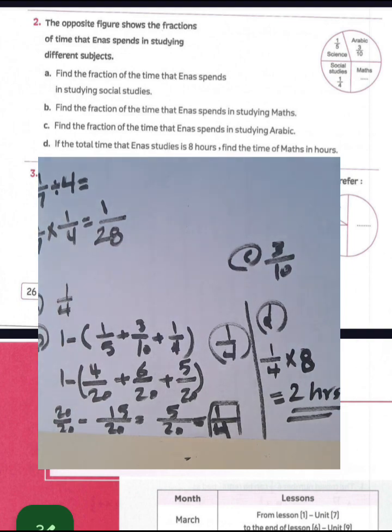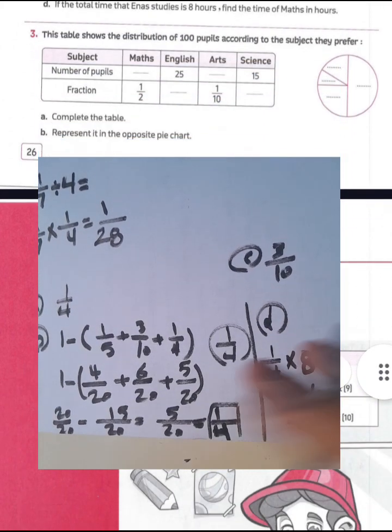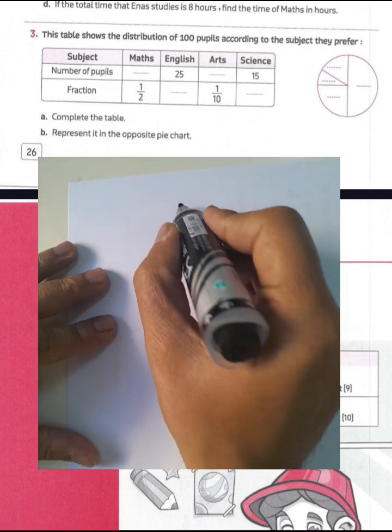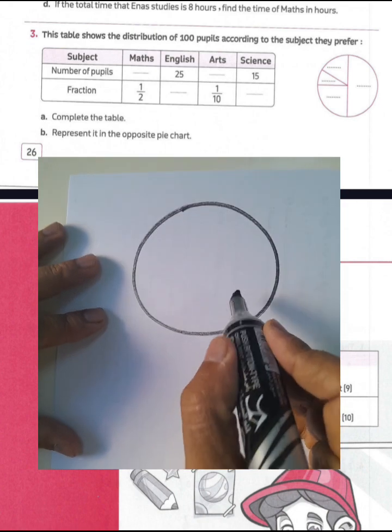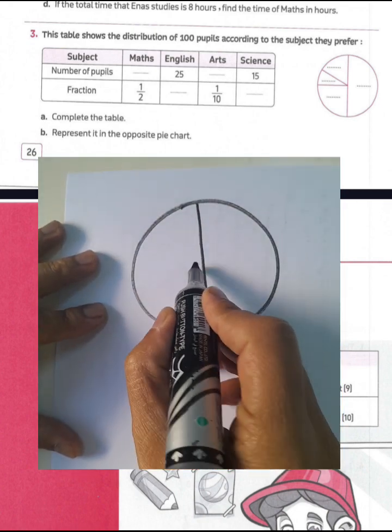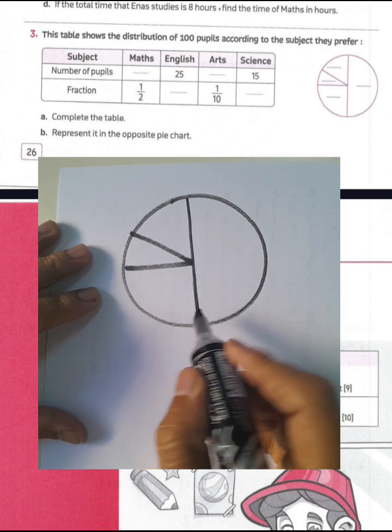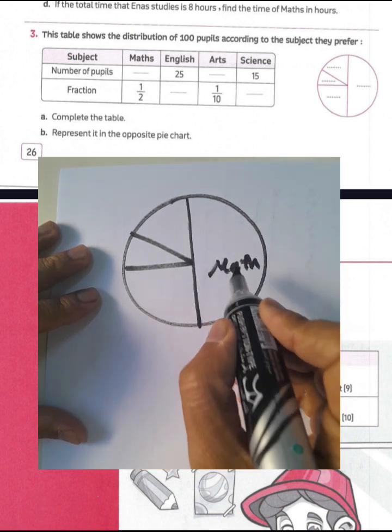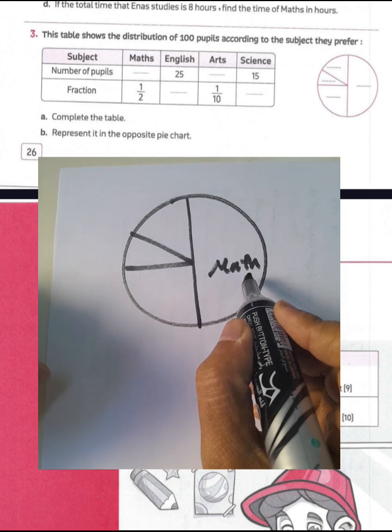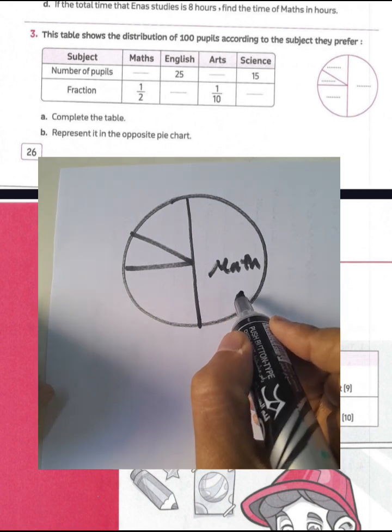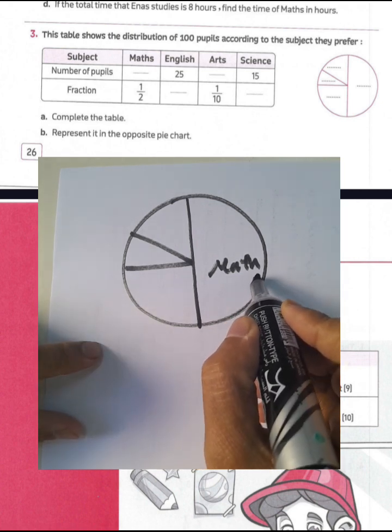It was letter D. Next question, we want to draw in a circle. We have subject math. How? If we have 100 pupils, then we can draw a circle here and divide it like this. Here, math, this is a half, math studies. How many students prefer math? It's a half, math is okay.